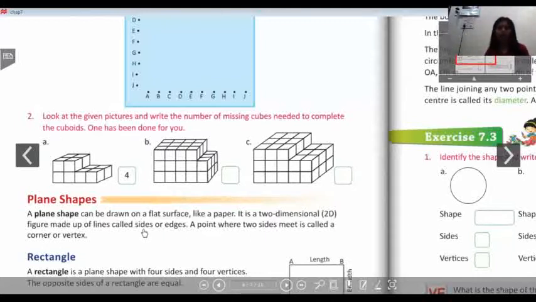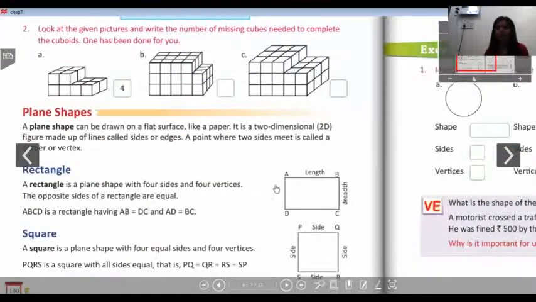So, a rectangle is a plane shape with 4 sides and 4 vertices. The opposite sides of a rectangle are equal. It means AB is equal to CD and AD is equal to BC.